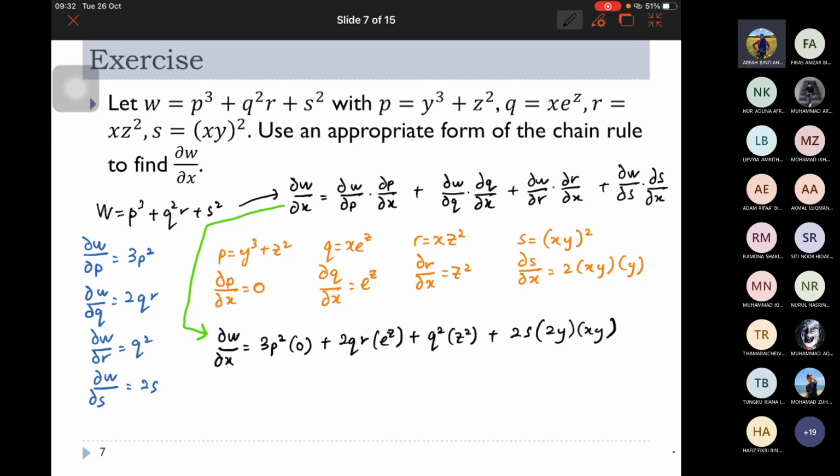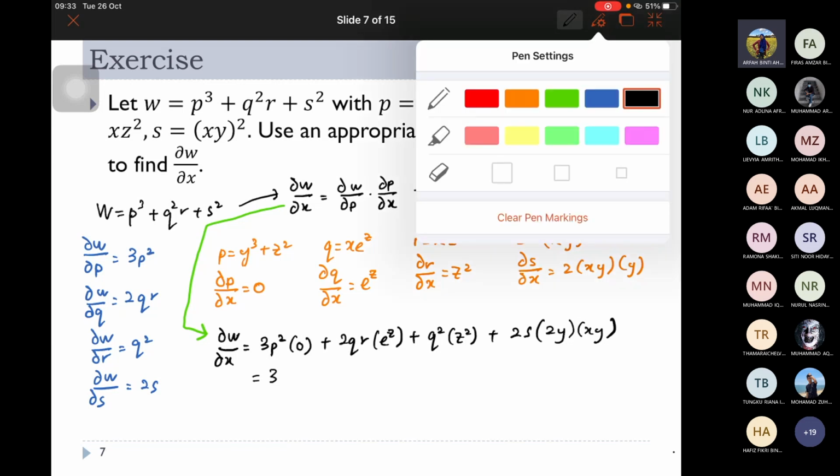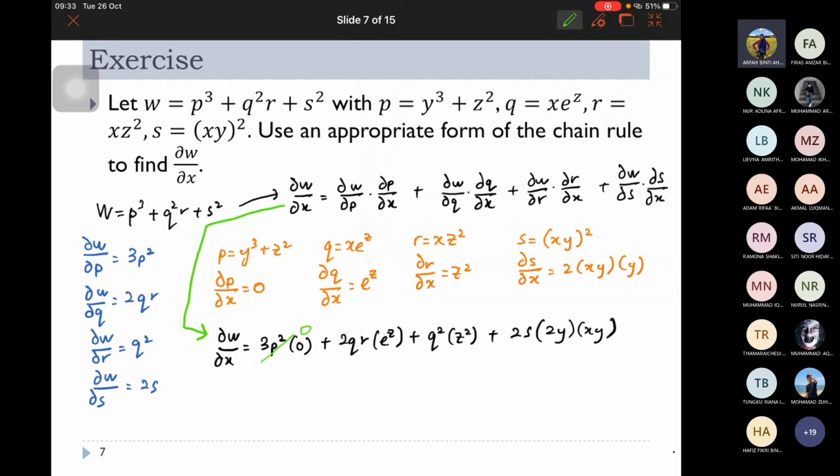Ini dia punya sebutan. Then kita gantikan setiap equation. So kalau awak tengok dia dapat ni, sebenarnya you dapat 3P squared dah tak ada. Ni dah become kosong. Okay. This will become 0. Then you akan dapat sama dengan 2QR exponential Z plus Q squared Z squared tambah 4S XY kuasa 2. Okay.